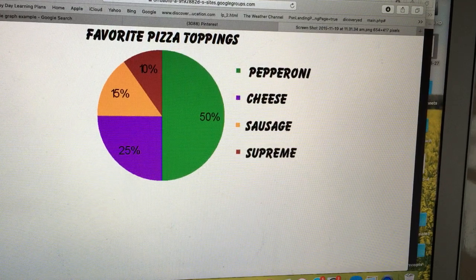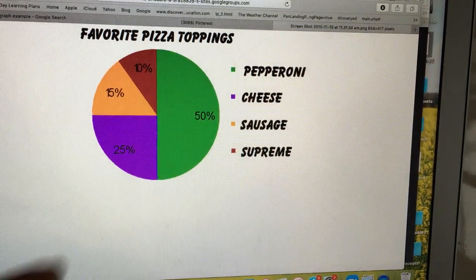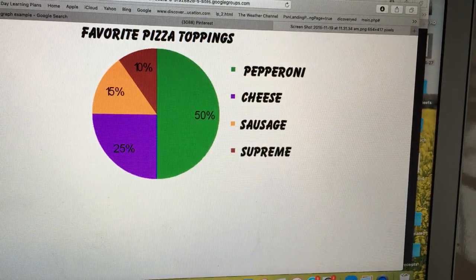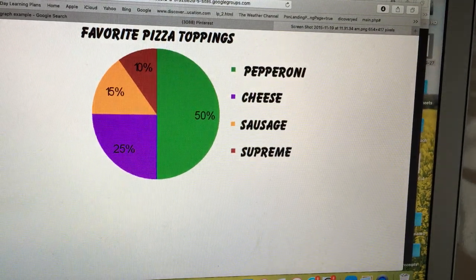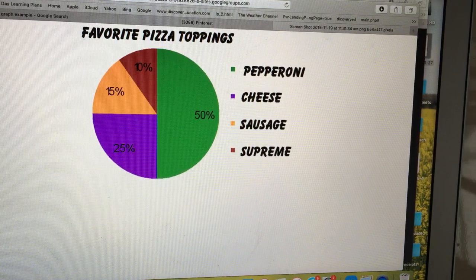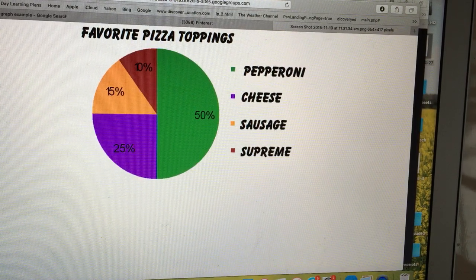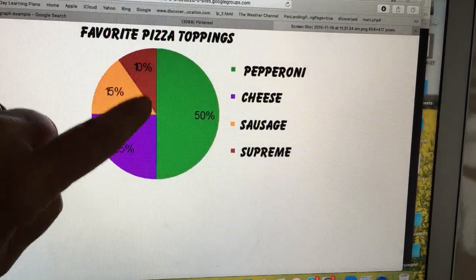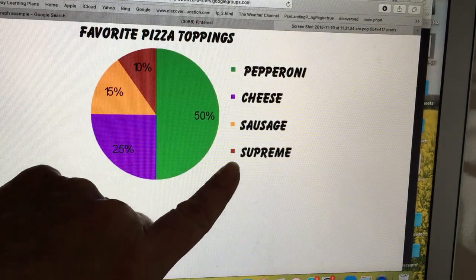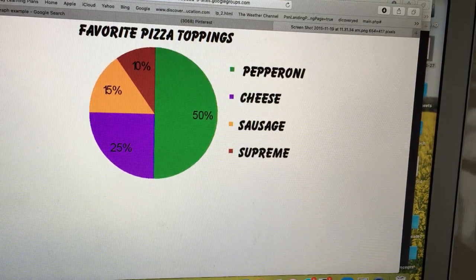What color? Green, yeah. So I'm going to look over here at my key and I'm going to see that green equals pepperoni. So I know that the most people voted for pepperoni when they voted for their favorite topping. And now let's look and see what the other colors were. Which color had the least popular or the smallest number of votes? Yeah, you're going to look for the piece of the pie that is the smallest. So it's this color right here, which is kind of a reddish color. Let's look and see what that goes with. Supreme. So Supreme got the least number of votes.